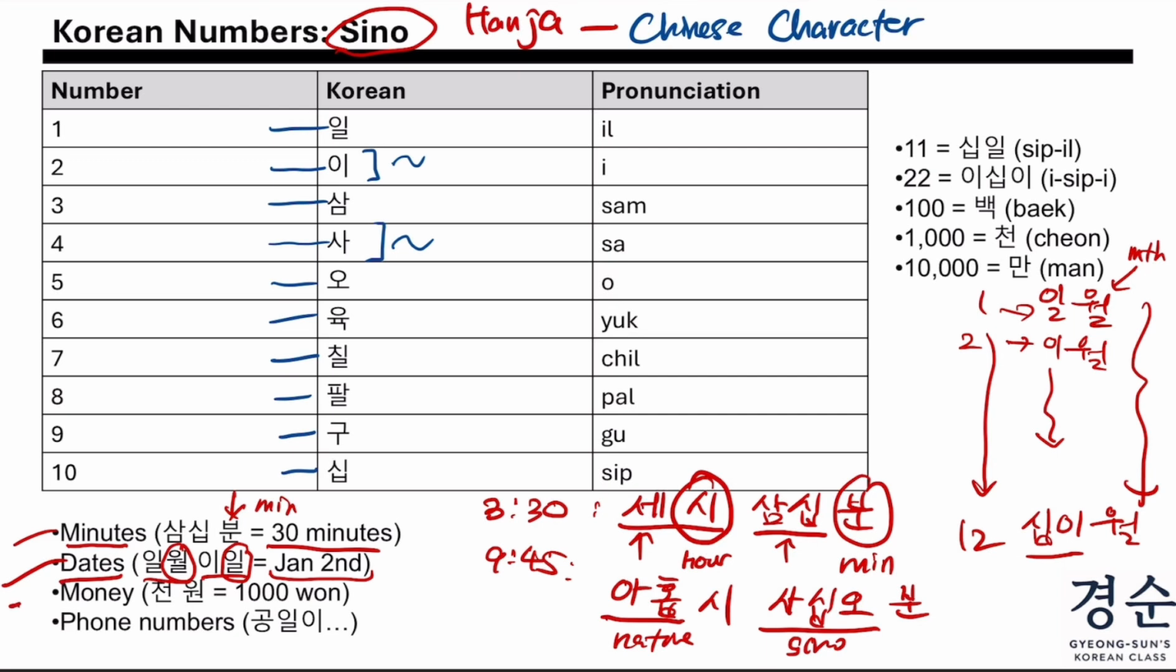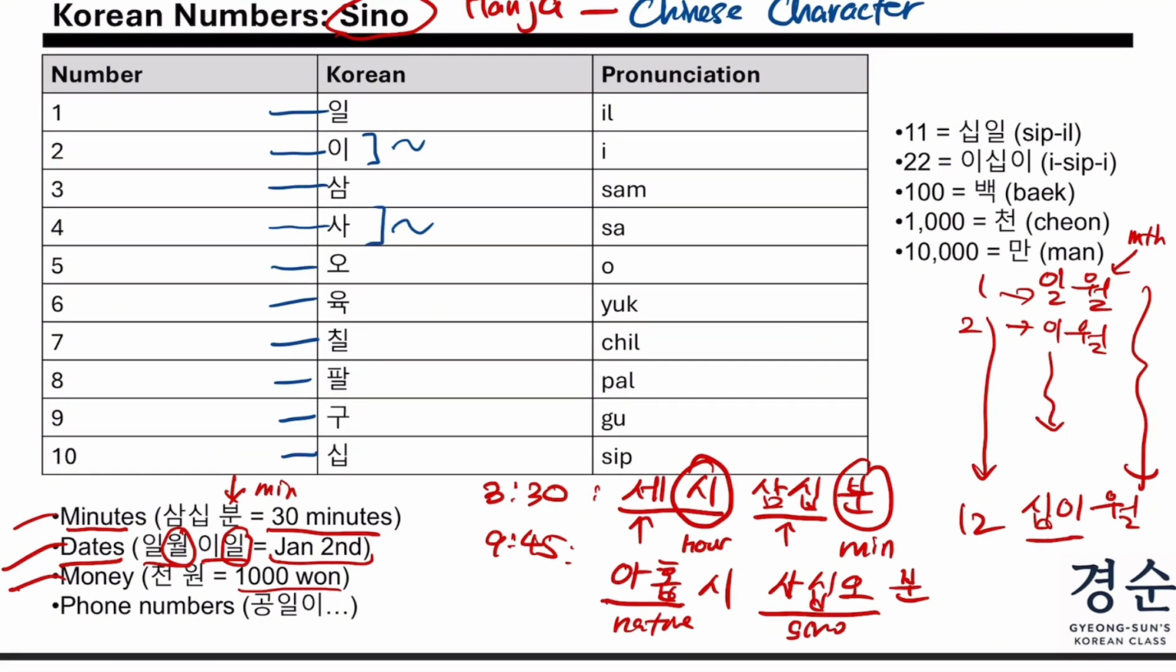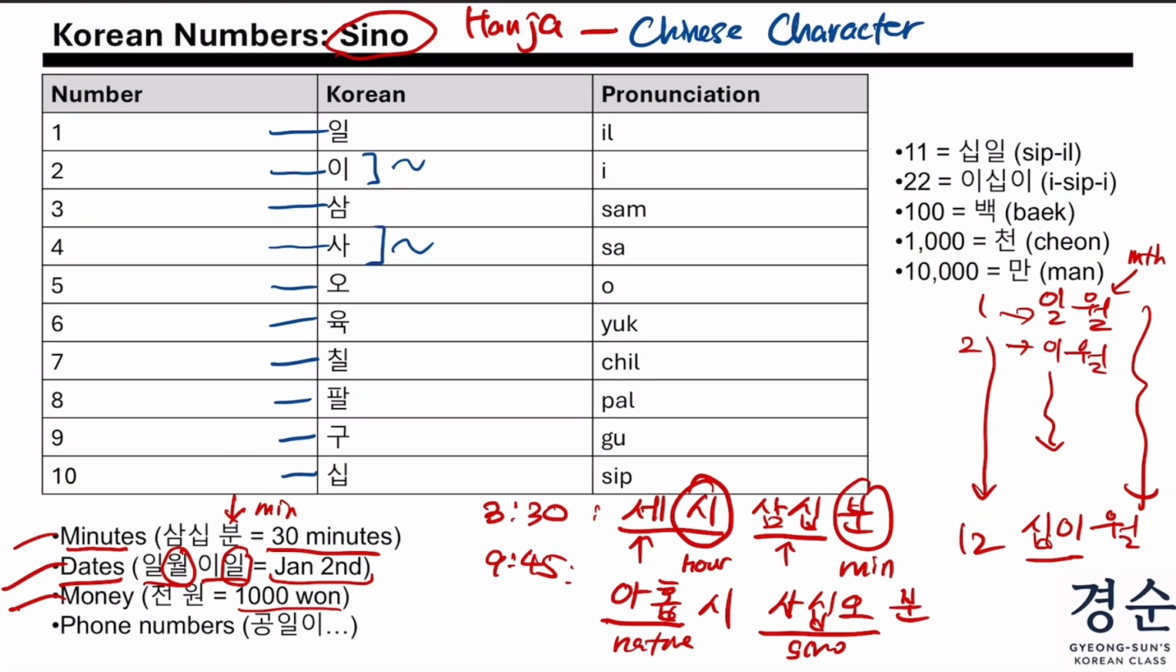And the third situation is money. Because as you know, especially if you are living in Korea, the currency numbers are very big, right? For example, 1,000 won. 1,000 in Korean is actually 천. Okay, this is actually from Sino number, but it's the same for both sets of numbers. 천 is 1,000. So 천 won. Won is the Korean currency unit, right? So 천 won, 1,000 won.